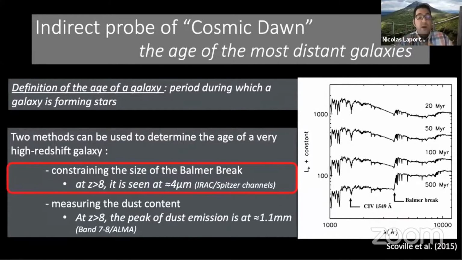I will focus on the other age indicator, which is the constraint on the size of the Balmer break. As you can see here, you have a plot showing the evolution of the Balmer break as a function of the age of the stellar population. And as you can see, if you increase the age of the stellar population, you also increase the size of your Balmer break. So the good point is that at redshift above 8, this Balmer break is seen between the first two IRAC channels, so between 3.6 and 4.5 microns.